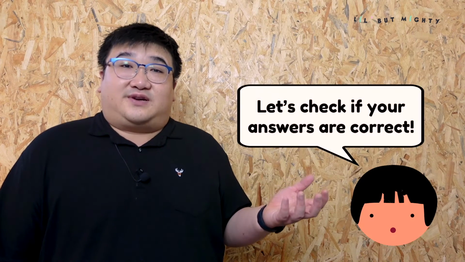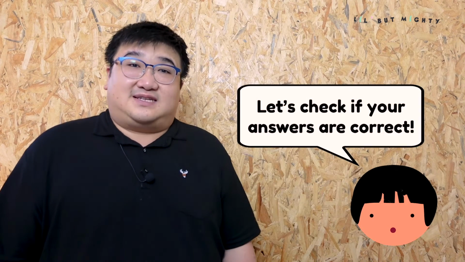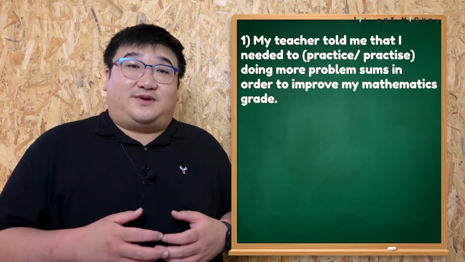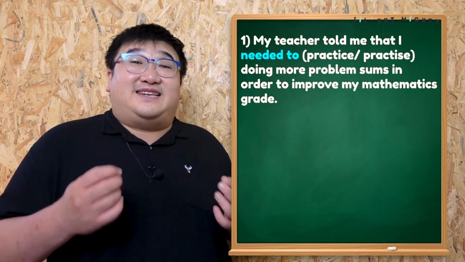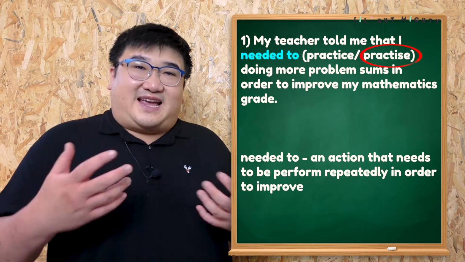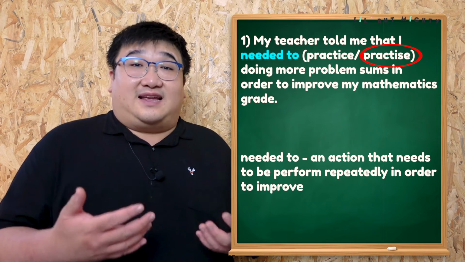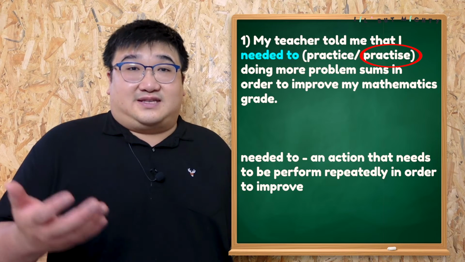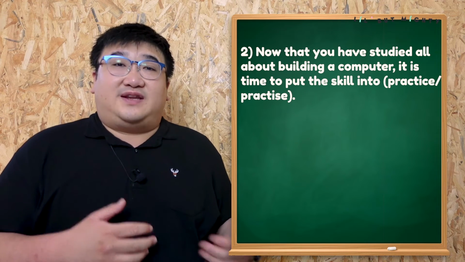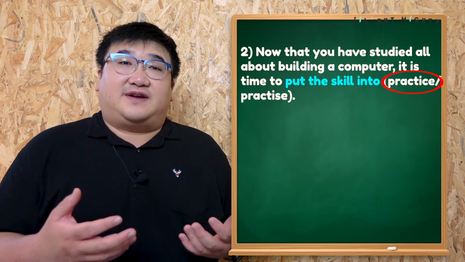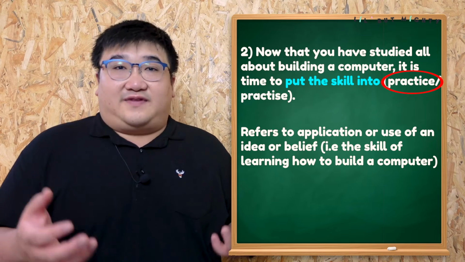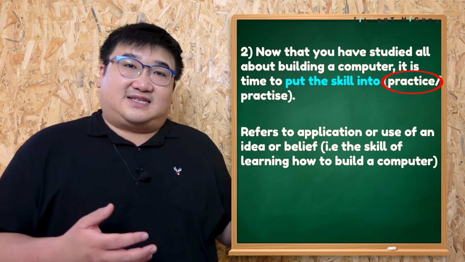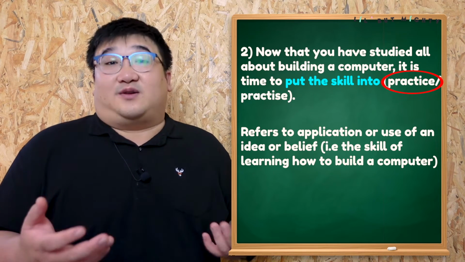Did you manage to choose the correct option? Let's look at the answers now. Let's look at question 1 again. Here the clue is needed to, which means that it's an action that I need to perform again and again. Therefore, it's a verb. For question 2, we need the noun form of the word because it refers to the application of an idea or belief. In this case, the skills of learning to build a computer.